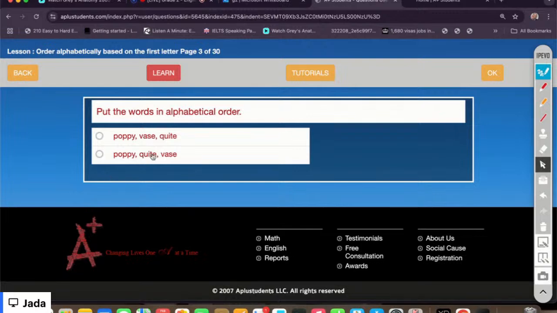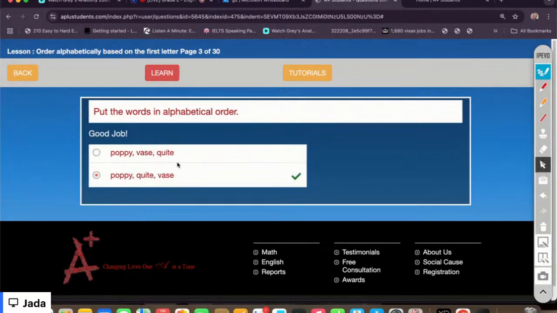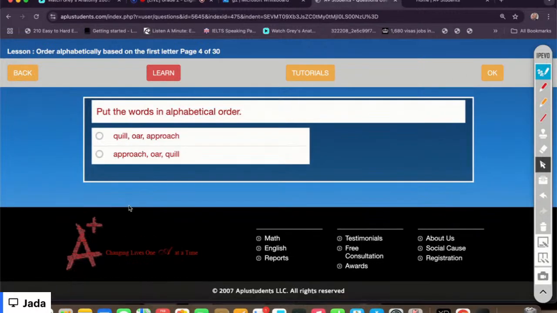So we have puppy, quiet, and then the vase. So the next is quill, or, and then approach. What is the right order for this?